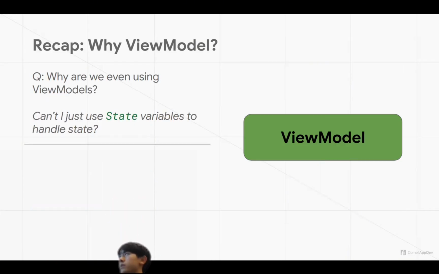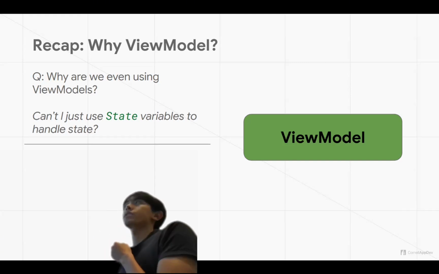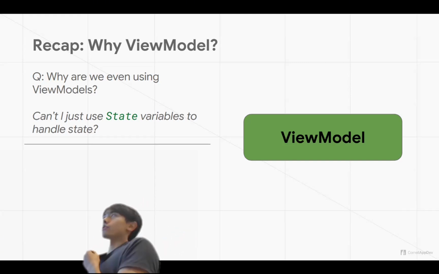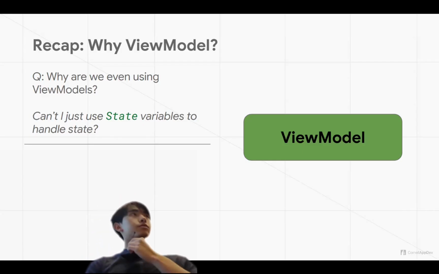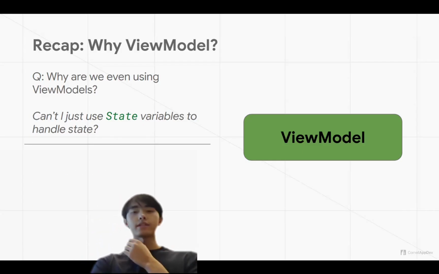And the question more specifically for view models is why are we even using the view models? What purpose does it serve? It doesn't actually have any UI content. So what is the point? Can't I just use state variables everywhere to handle the state?